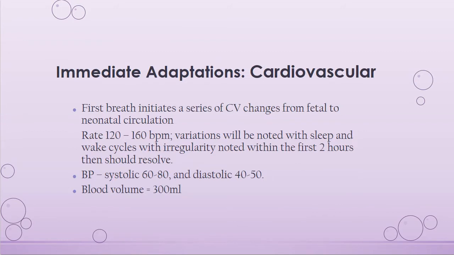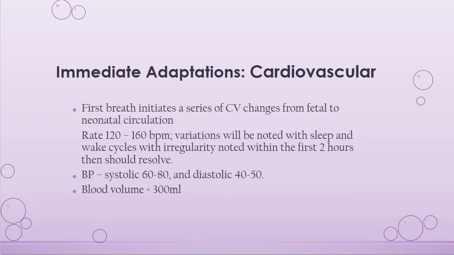So the immediate adaptation with the cardiovascular system is what we see. The first breath initiates a series of changes from the fetal to a neonatal circulation. The expected finding, I'm going to use the word normal, but it's an expected rate of 120 to 160 beats per minute. Now that can vary. If your baby is upset, angry, screaming and crying, then you might count a heart rate of up to 180 beats per minute.